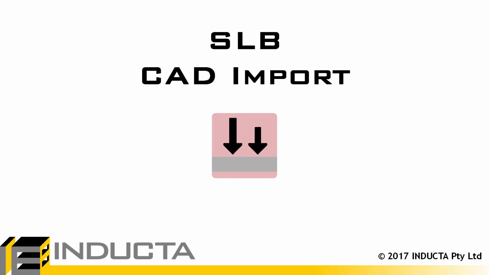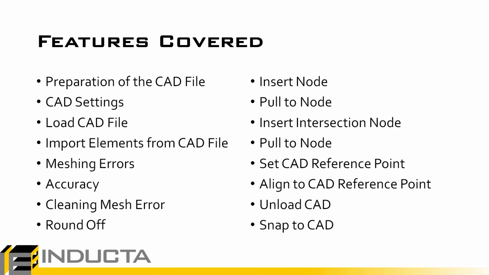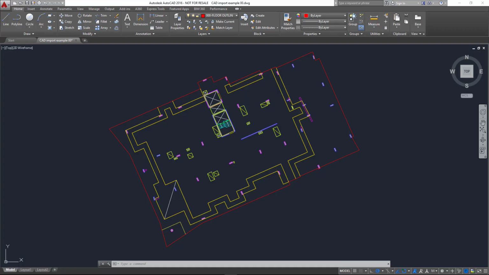In this video, we will import a CAD file into SLB and use it to quickly and accurately create a structural model. All concepts discussed in this video are also applicable to RCB and PTD. CAD importing in RCB will be shown in subsequent videos. An architectural CAD file has been stripped down just to the information that is needed to create the structural model in SLB.